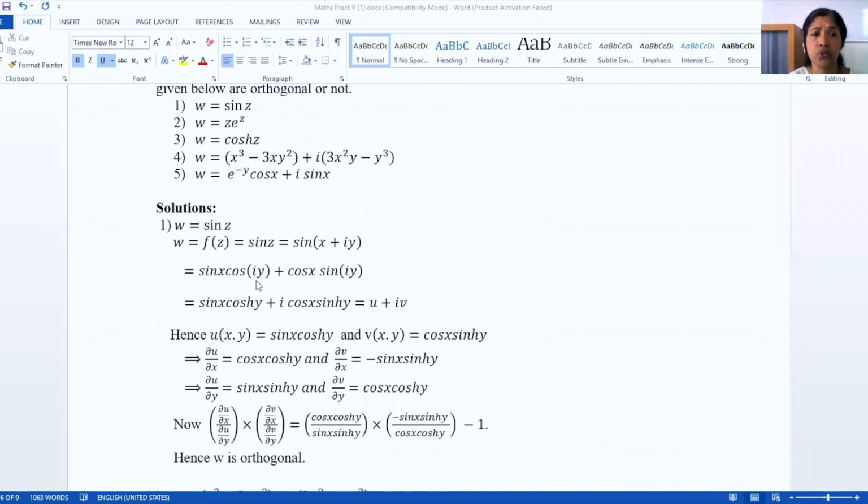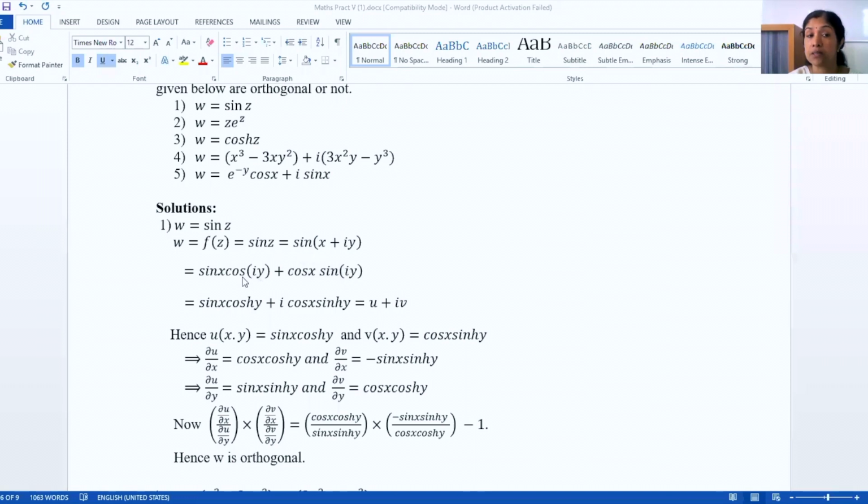I've taken the first question, W is equal to sin z. So first what we have to do is find the real and imaginary parts of sin z. The first thing is to put z in the Cartesian form, z is equal to x plus iy. Then you go for the sin a plus b formula, sin a cos b plus cos a sin b.